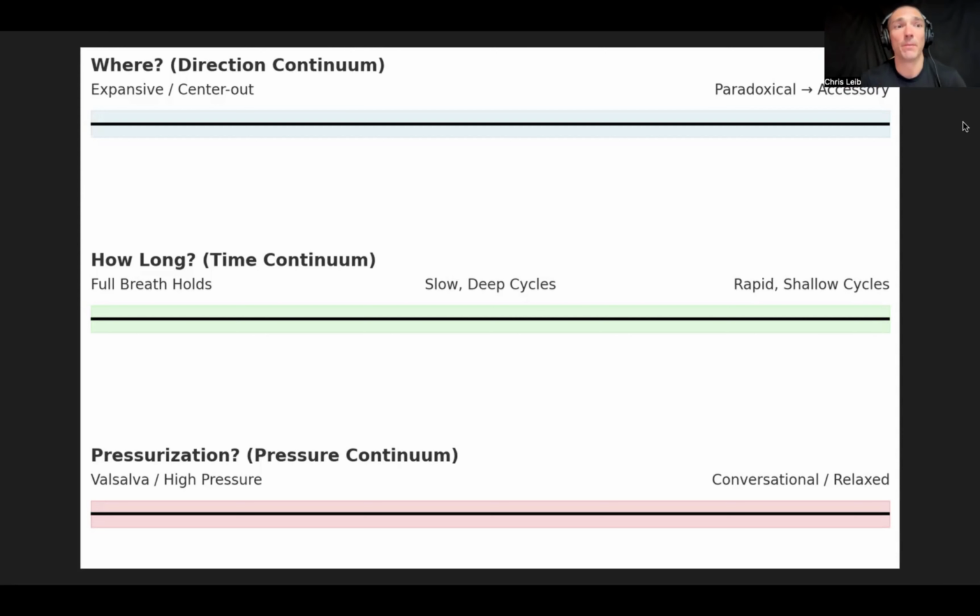So we're going to, for the most part, be working people back to more of an expansive center out style of breath and have them manipulating maybe some breath holds while they increase the duration of each phase of the breath. And then again, with Valsalva, high pressure versus conversational relaxed, it's really a similar conversation. We want to teach people actually how to pressurize well to be strong.